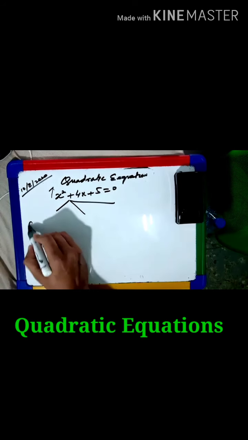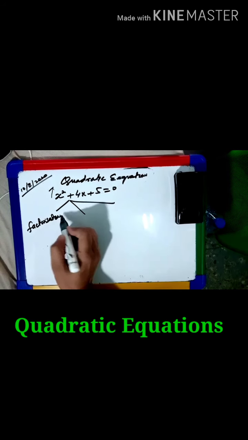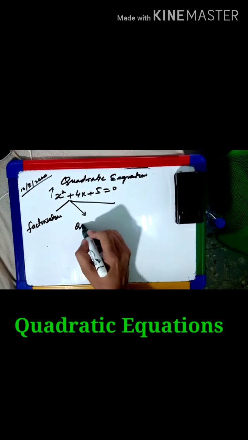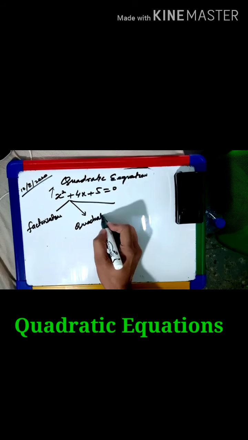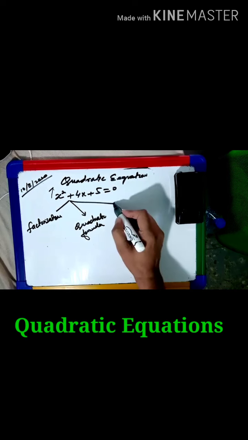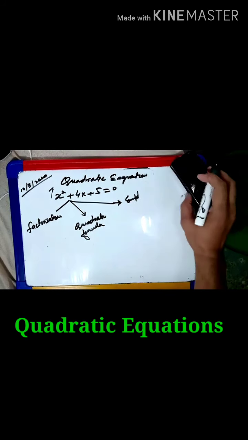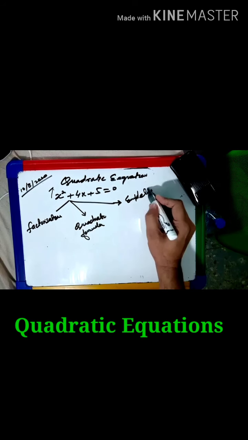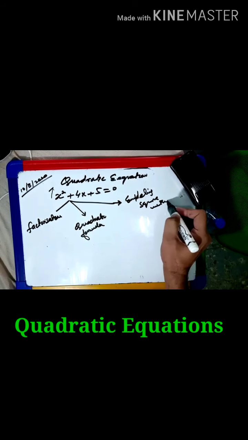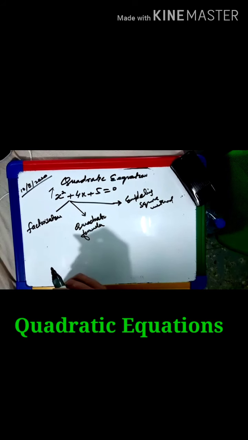The first is the factorized form, factorization. The second thing is you can use the quadratic formula. And the third thing is you can use the completing the square method. These three things we use in order to solve these quadratic equations, right?